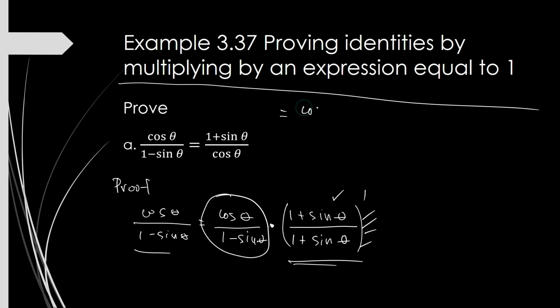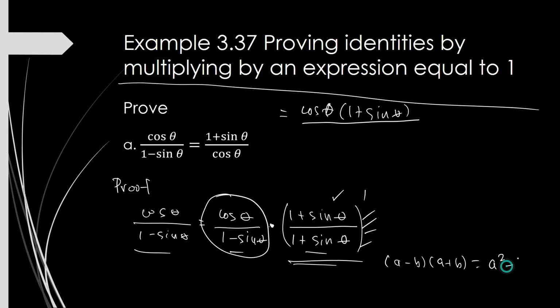So this is equal to cosine of theta times 1 plus sine of theta divided by, you will multiply these two expressions. And guess what? It follows the pattern of a minus b times a plus b. And you know what this is equal to? This is equal to a squared minus b squared. And so here, you will just apply your special product on 1 minus sine of theta times 1 plus sine of theta. And that is just equal to 1 squared, which is just 1, minus the square of sine of theta. So where did this come from? This came from here, the application of your special product.